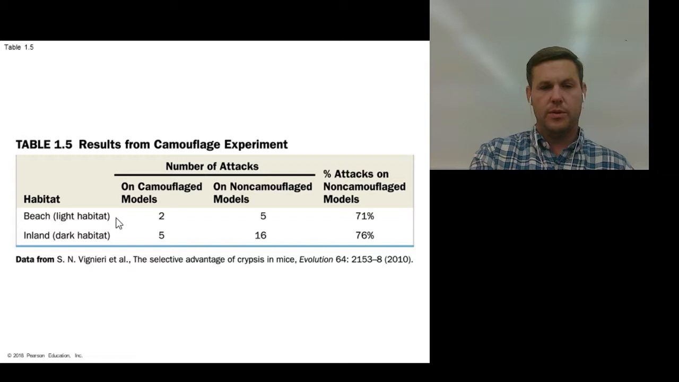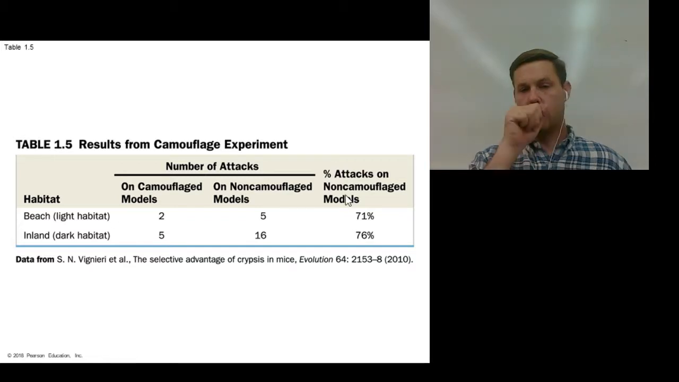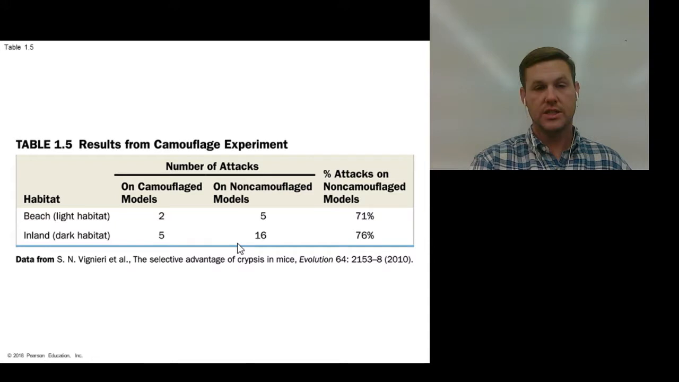So the number of attacks on camouflage models and on non-camouflage models in the light habitat: we had 2 attacks on camouflage mice, 5 attacks on non-camouflage mice in the light habitat. So there's a 71% chance that if you are a non-camouflage model, you will be attacked. Same thing inland: 5 attacks on camouflage, 16 attacks on non-camouflage. And so a 76% attack rate on non-camouflage models.